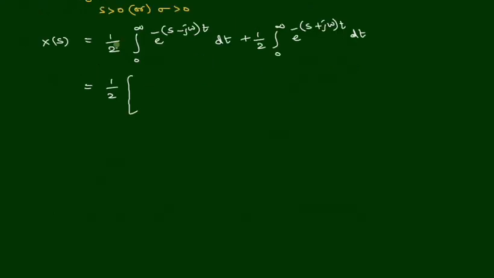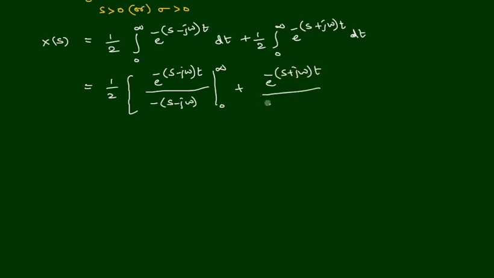From the above expression, we write 1 by 2 outside, and the first term becomes e power minus of s minus j omega into t divided by minus of s minus j omega over the limits 0 to infinity, plus the second term, e power minus of s plus j omega into t divided by minus of s plus j omega over the limits 0 to infinity.